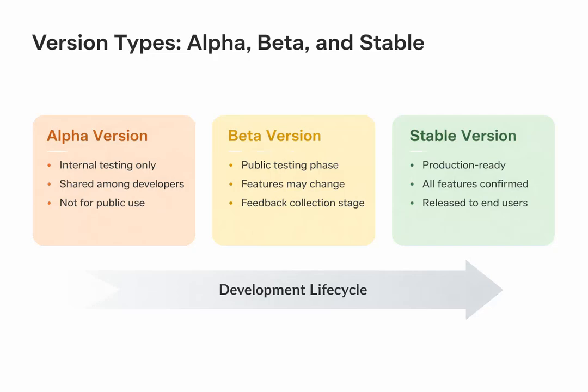Now let's talk about an important concept in software development, the 3 types of versions. First is the alpha version. This is the earliest stage, used only among developers internally for testing. It's not meant for the public at all. Second is the beta version. This is when you bring the software out to a wider audience for public testing. The key thing about beta is that the features you see there might or might not make it into the final product. You're gathering feedback to decide. Third is the stable version. This is your production-ready release. Everything has been tested, confirmed, and is ready for real users. Think of stable as what's currently live and working in the real world.